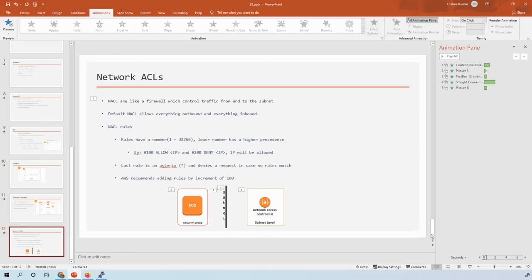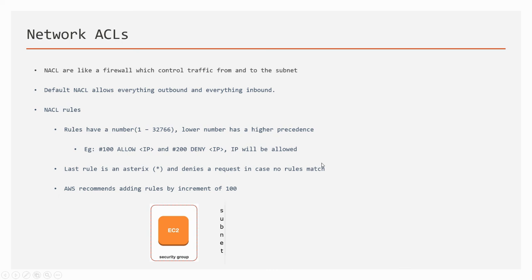Just a recap of what we did. Before the traffic reaches our subnet, there is a network access control list, which is the first line of defense. The rules are specified, and the lower the number, the higher the precedence. If no rules match, then the star will always deny, and we just saw that. So that's all for our Amazon AWS discussion. We will see you in the next video. Bye for now.